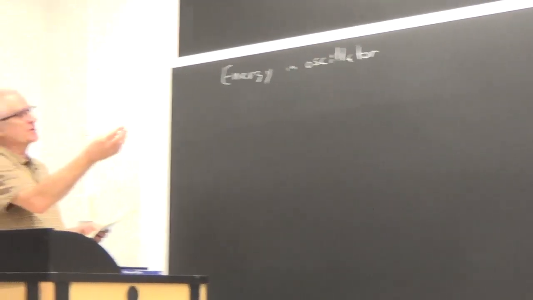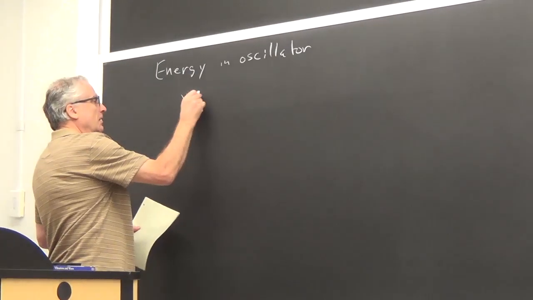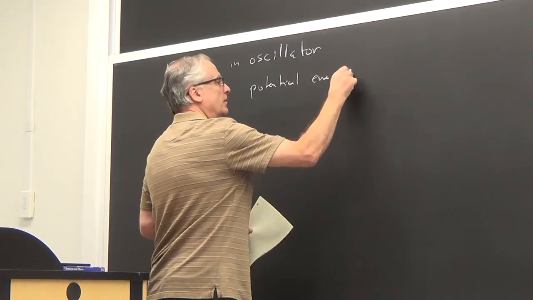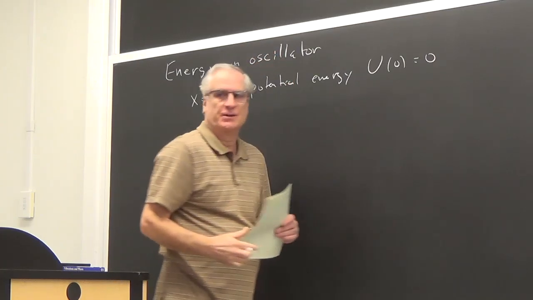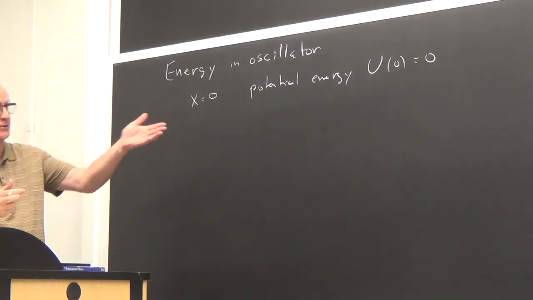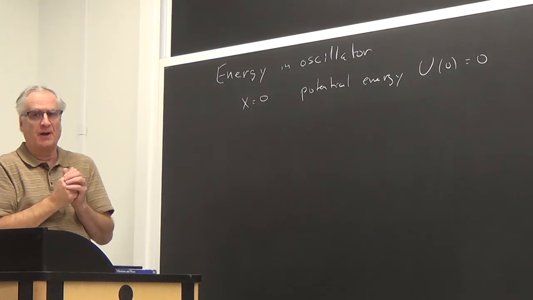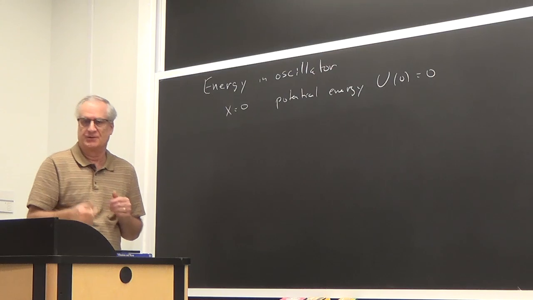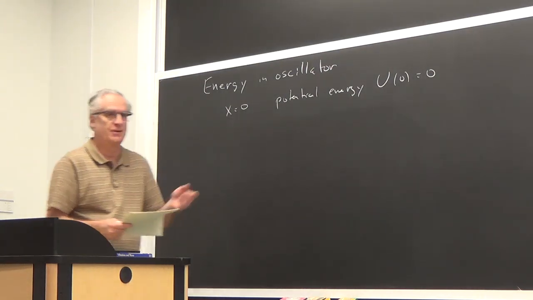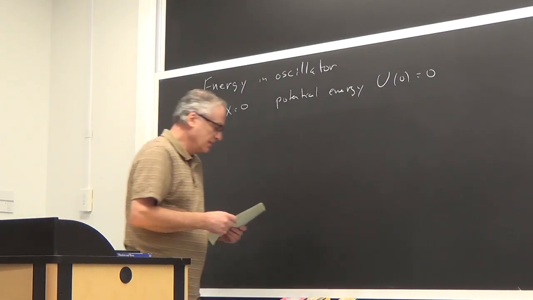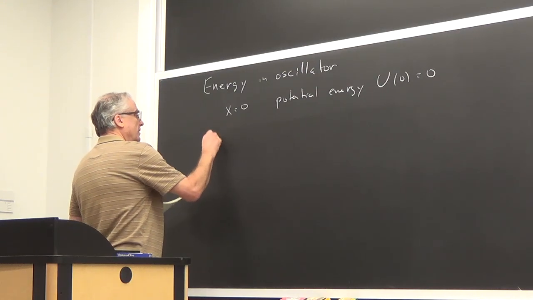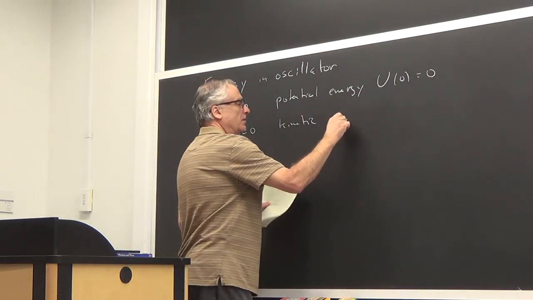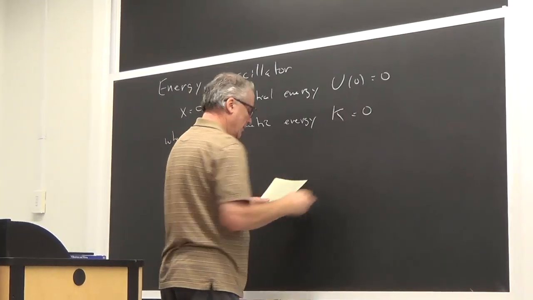We define our coordinate system such that when x is equal to zero, the potential energy U at x equals zero is zero. We define that to be the equilibrium position, and we'll take our potential energy to be defined as the energy of the spring relative to the zero position. So we'll define it to be zero at the equilibrium position, just for convenience. We don't have to. That's how we're going to. And when v is equal to zero, then our kinetic energy is equal to zero, whatever time that happens at.